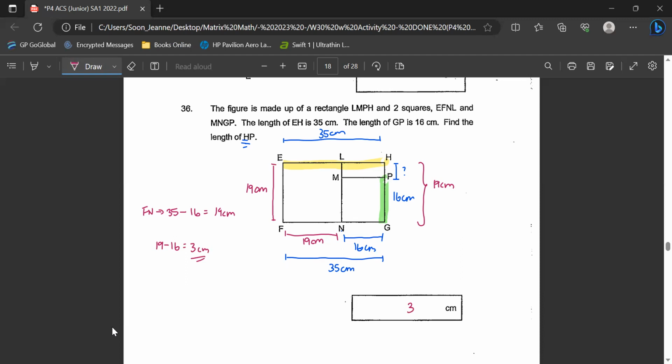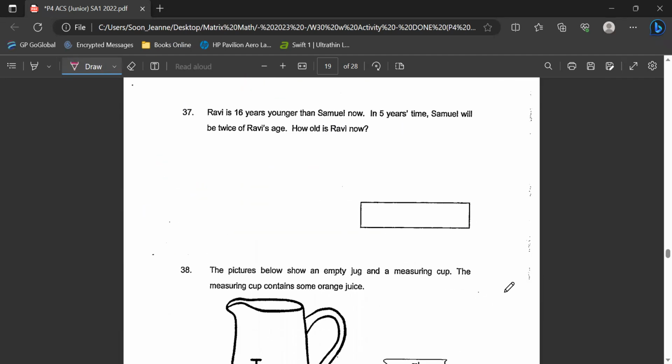Okay. Going on to question number 37, which is the next one. Ravi is 16 years younger than Samuel now. In 5 years' time, Samuel will be twice of Ravi's age. How old is Ravi now? So you know that this is their age difference, because it says that Ravi is younger than Samuel. So this one will be the age difference between the two boys.